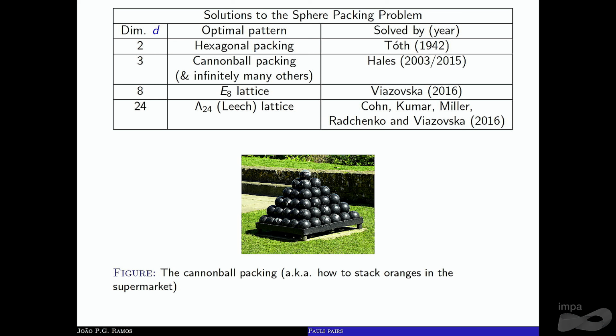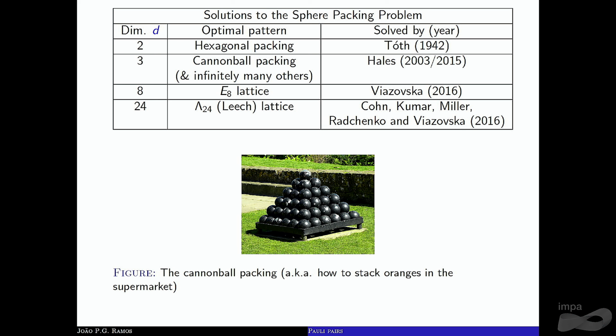And the two dimensions that are relevant for us are dimensions 8 and 24, right? This is due to the breakthrough work of Maryna Viazovska. She was my postdoc mentor for a year in Lausanne. What Maryna did was show that these two very particular structures, the E8 lattice and the Leech lattice, this Lambda 24 lattice, do the best possible jobs.